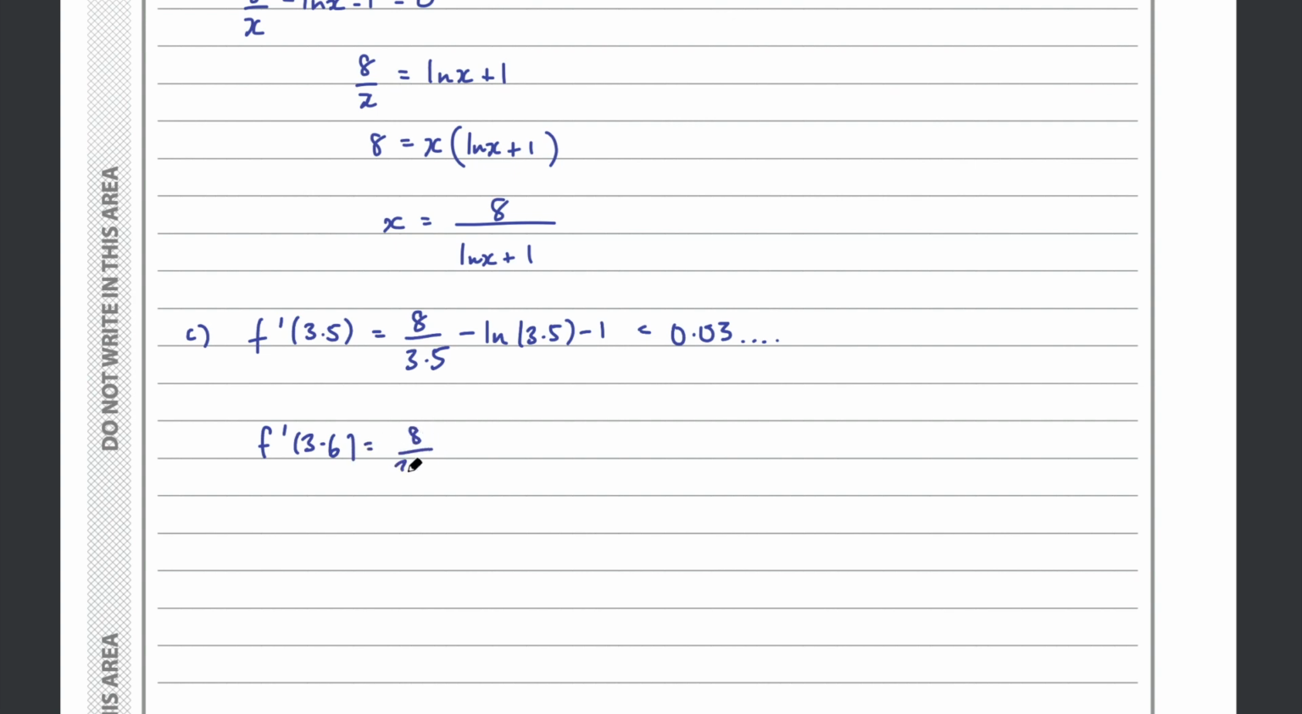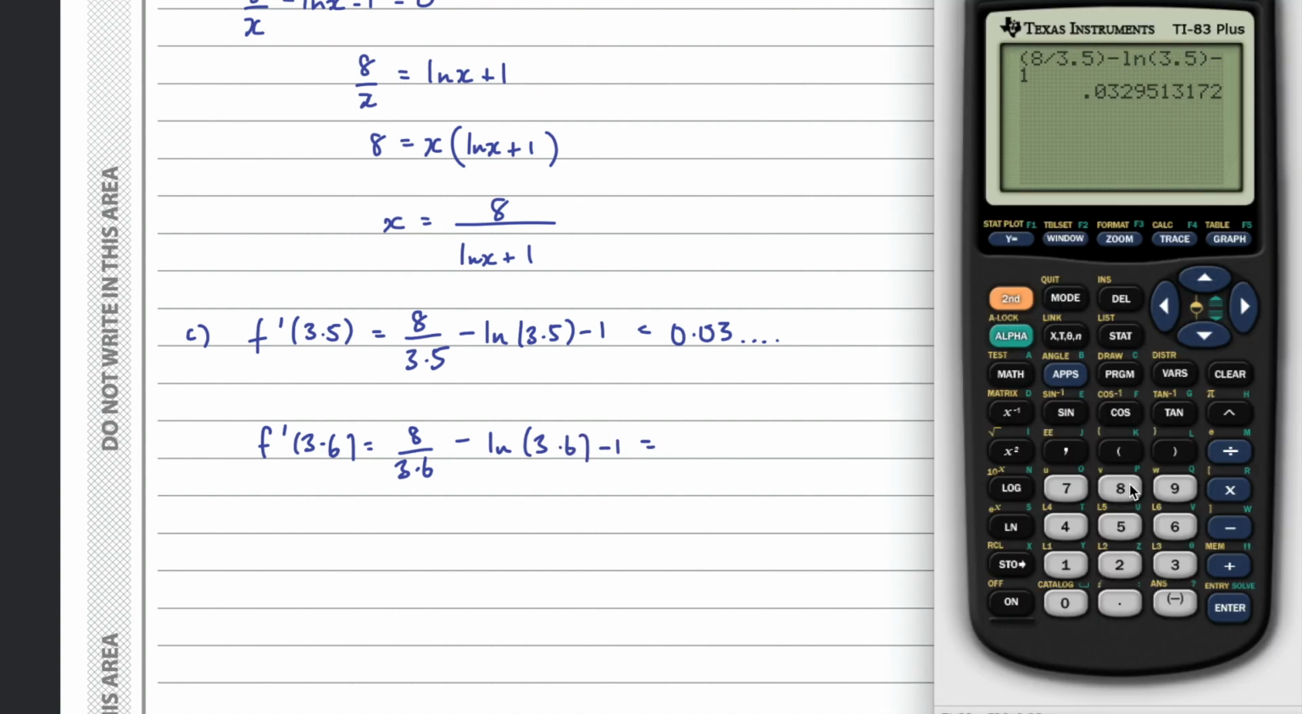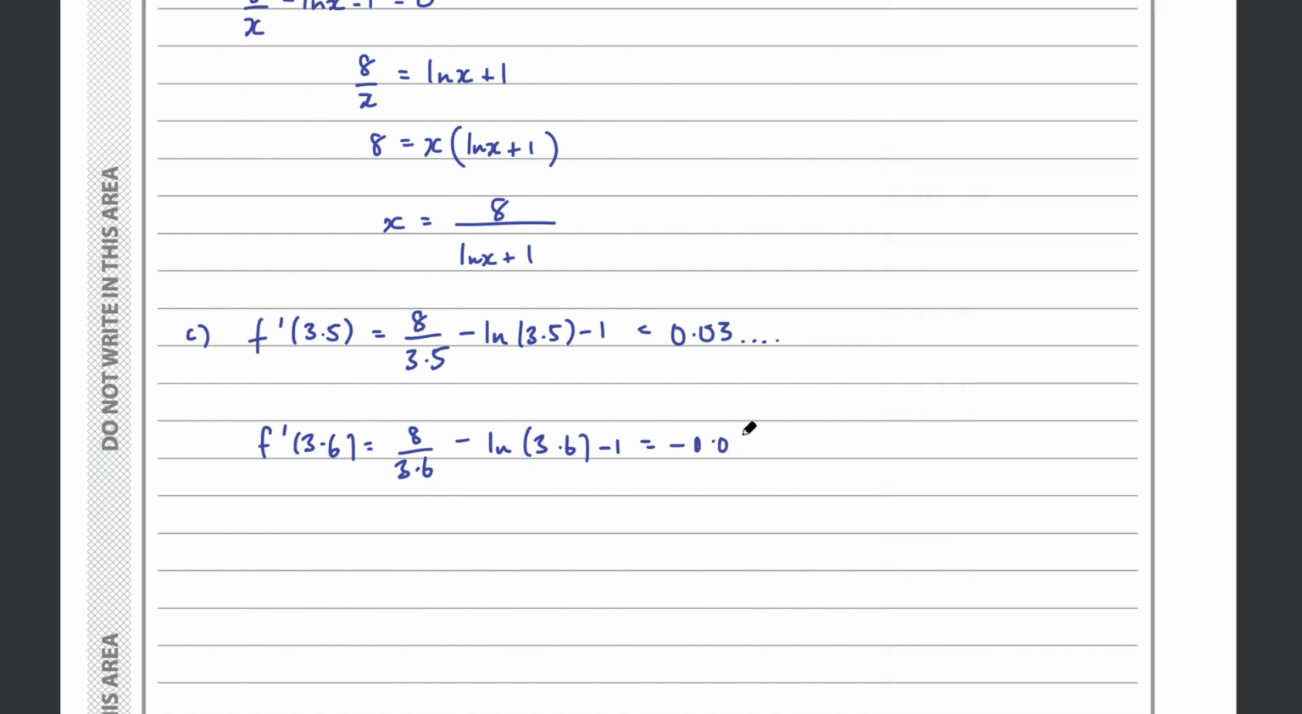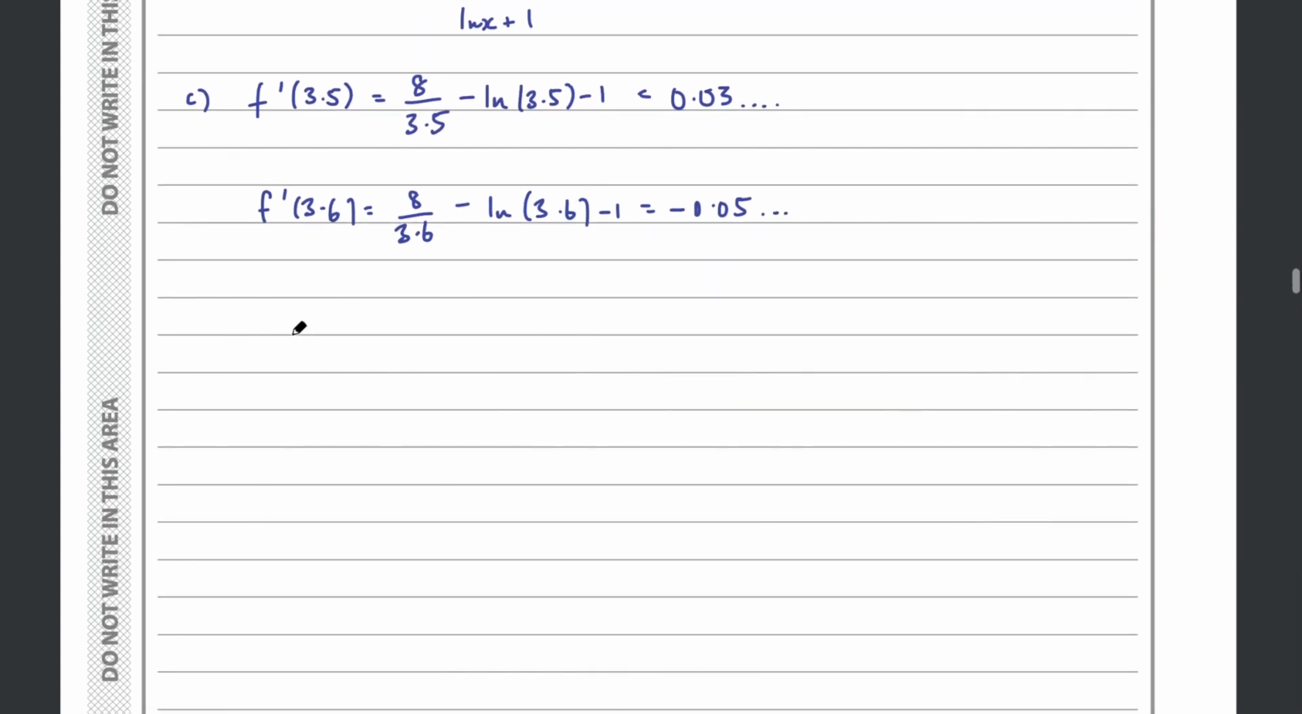Then let's find f prime at 3.6. This will be 8 on 3.6, take the log of 3.6, take 1. Put that into the calculator. So 8 divided by, take the log of 3.6, take 1, and we get a negative 0.05, etc. So all we really need to show there is the signs changed, and therefore there must be a turning point. So let's state that in a couple of sentences.